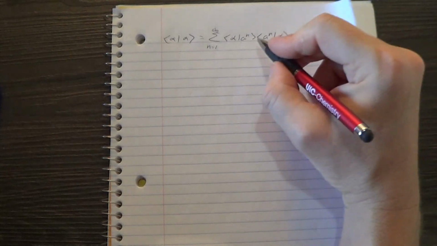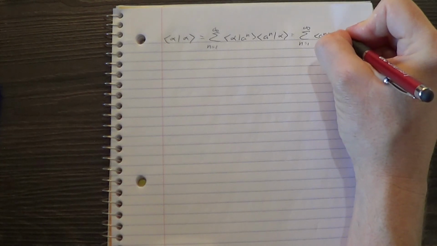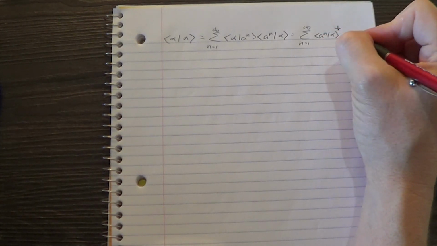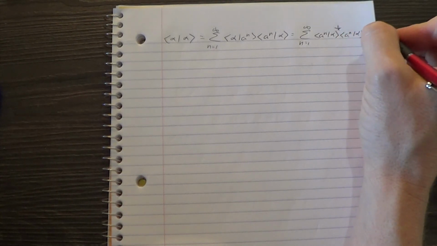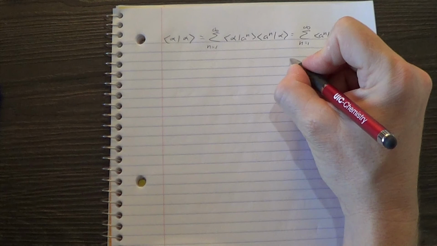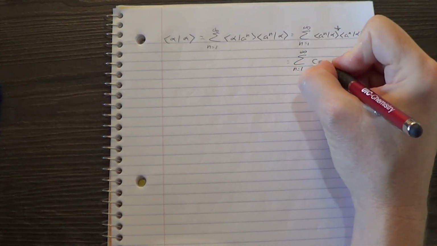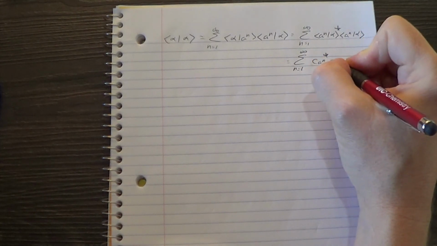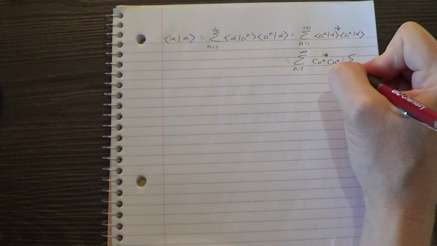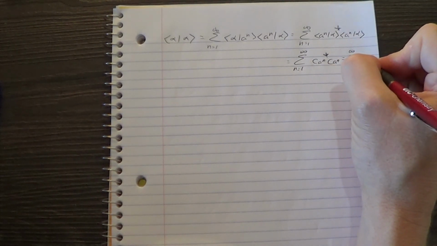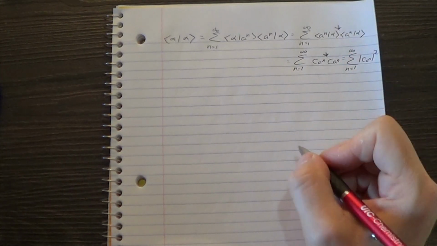Now I'm going to flip this one. Now I have a complex conjugate. Oh, I drew the star right. Did you see that? I drew the star right. That's so rare. And now you should recognize this as C a to the n star, C a to the n, which is the sum to infinity of C a to the n.